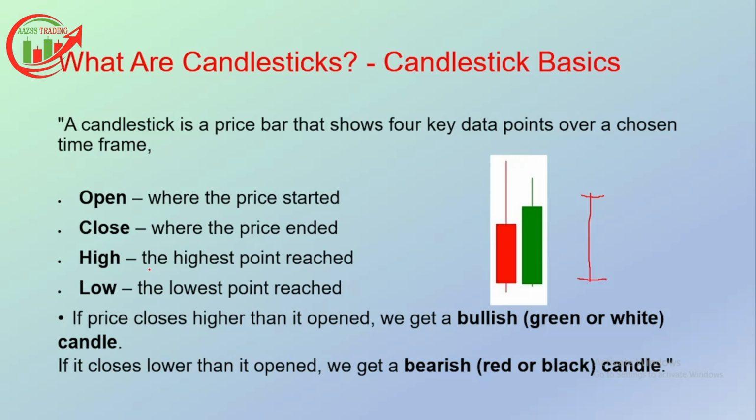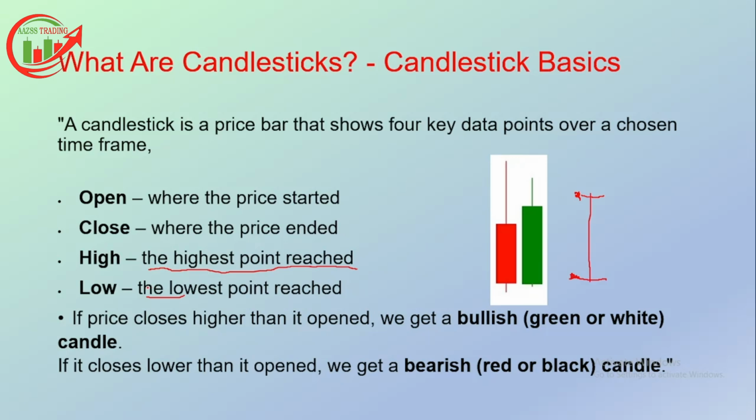High is the highest point that price reached. So if price starts here and closes here, this is the highest point the price reached. The low is the lowest point price reached. Most times the start is not always the lowest point price reached. I will explain that.